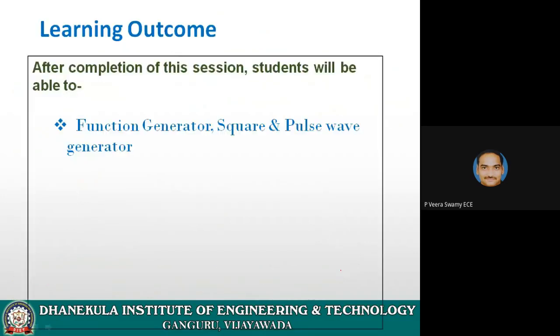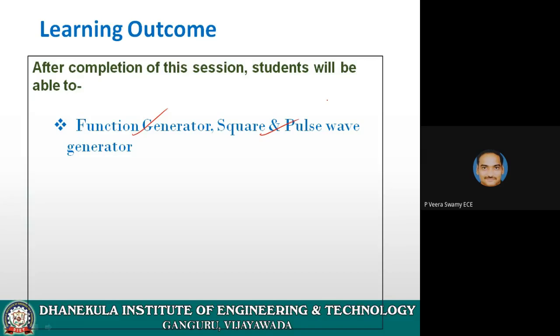And this is today's outcome: function generator, square and pulse wave generators. First one is function generator. The second one is square and pulse generator. Function generator, comma, square and pulse wave generator.